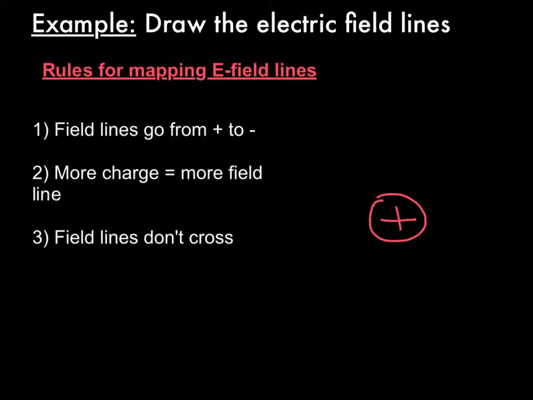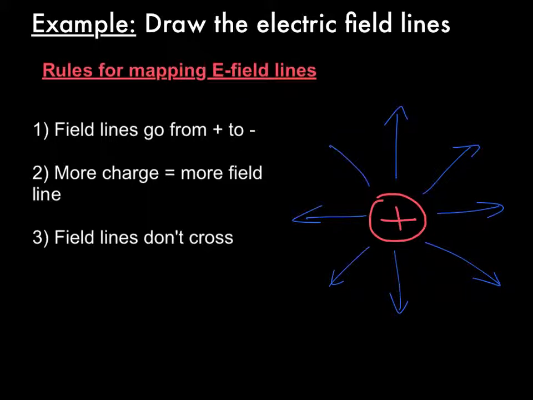So let's go over some of the rules about mapping a field line. It's the force a positive charge would experience. So if you think about it, a positive charge would go away from another positive charge. And we can draw that like this. Okay? Now, something to note. If you have a bigger charge, you get more field lines. More charge, more field lines.